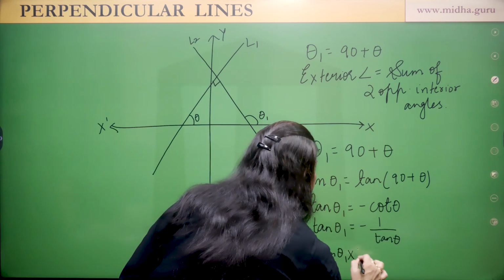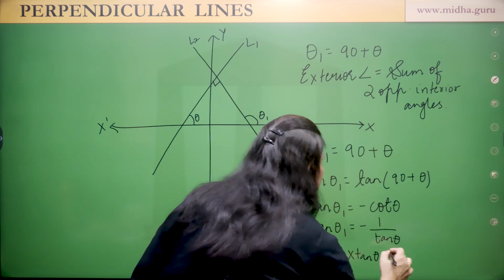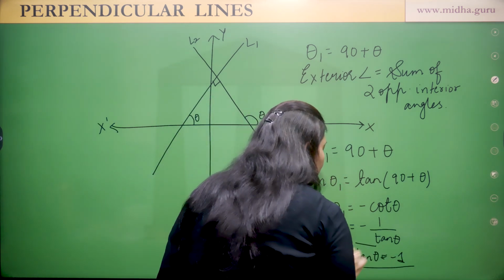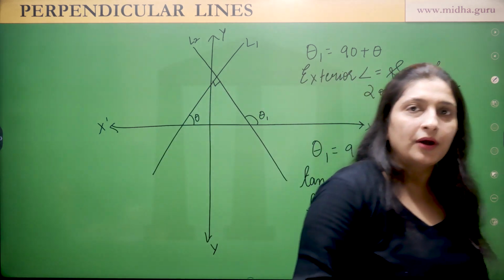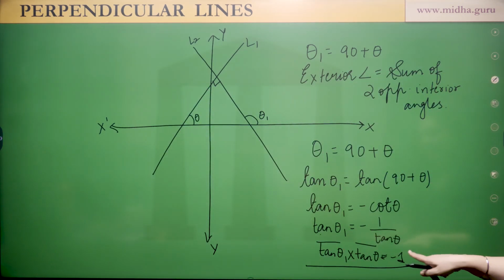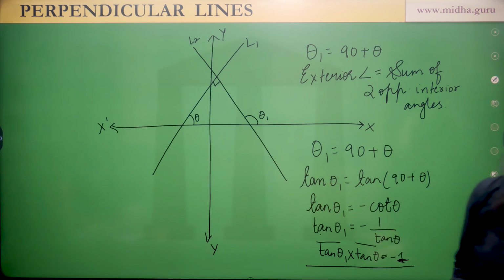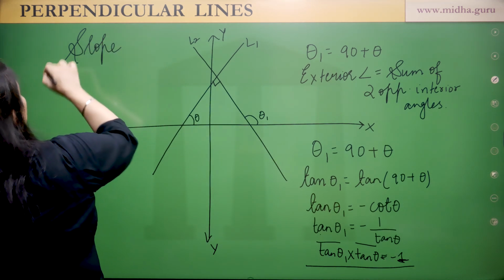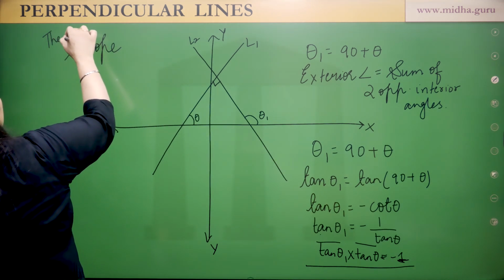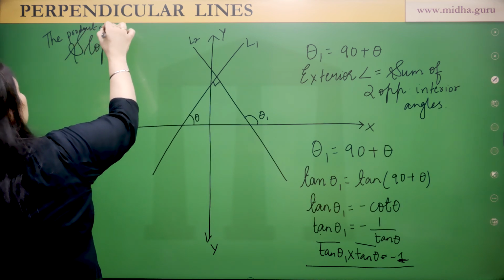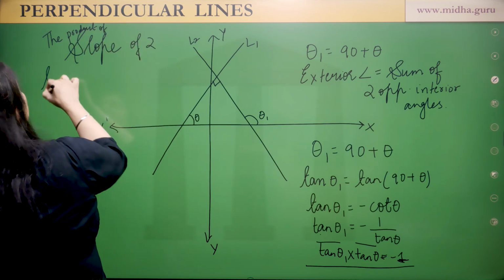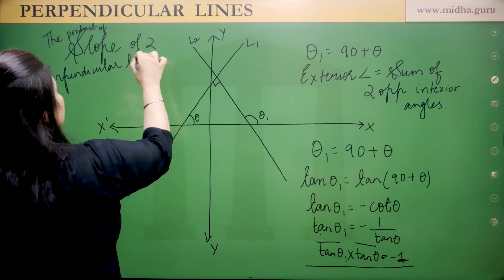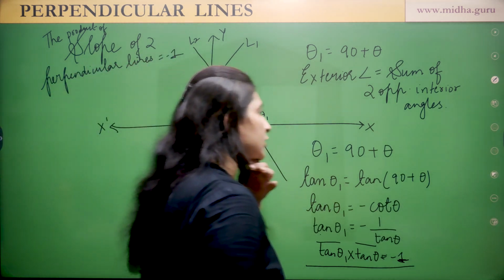I'm taking this to the left hand side and this gets multiplied. So what is the relation? This is the slope of the first line, this is the slope of the second line. So the relation is that the product of the slope of two perpendicular lines is equal to minus 1.